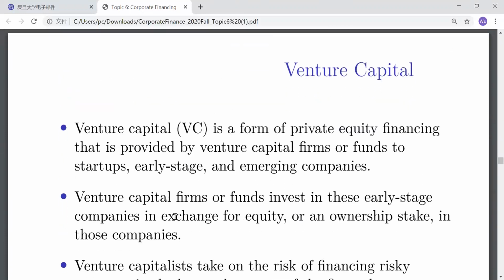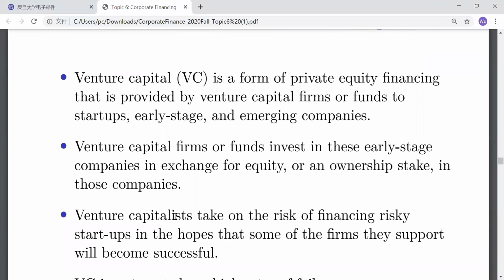So what is venture capital? Venture capital is basically a form of private equity financing. They're actually private equity. And this private equity financing is provided by venture capital firms or funds to those startups, right?